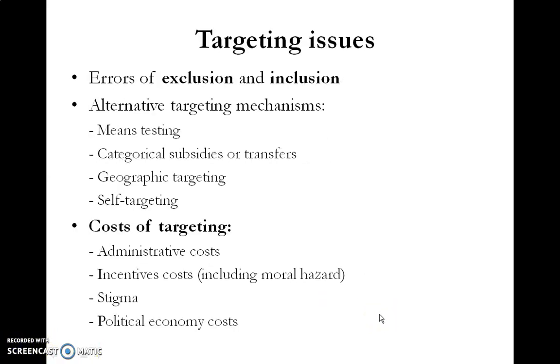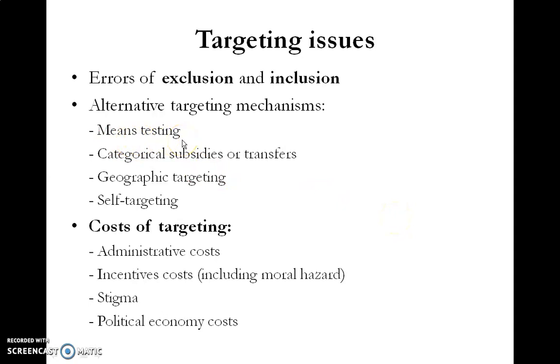So in terms of understanding how well government targets social spending, we need to consider areas of exclusion as well as inclusion. We wouldn't want government to spend social spending on those who don't need it, okay? And that would occur when we have an error of inclusion. Likewise, we wouldn't want government to exclude anyone from social spending if they are actually suitable for receiving that social spending. So there are some targeting mechanisms that are used.